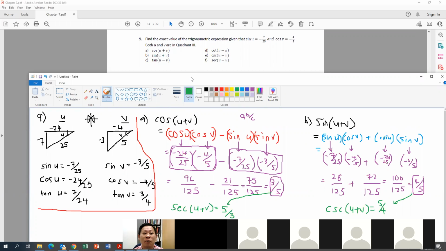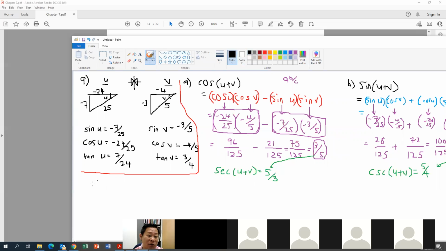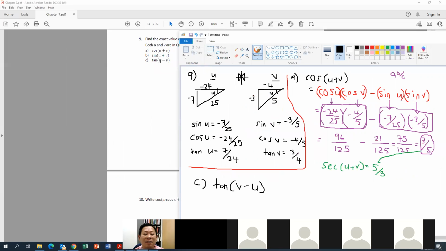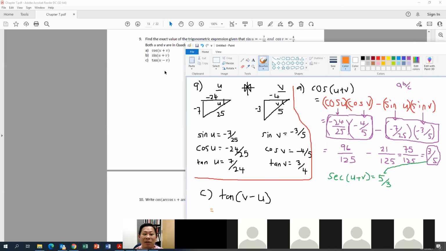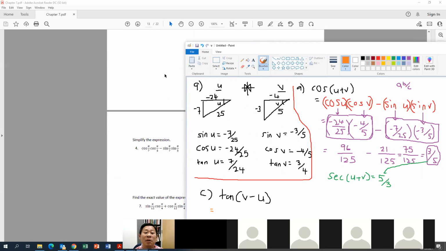Okay, it's different. So we're gonna do part C now. I'm not gonna do U minus V because everything is U minus V, so I'm gonna switch it around to V minus U. I'm gonna change this one a little bit: tangent of V minus U. Some students ask me, is V minus U and U minus V the same? Not the same. So you need to be careful with this. When I ask for V minus U, it's not the same as U minus V. So let's see what happens to V minus U here.